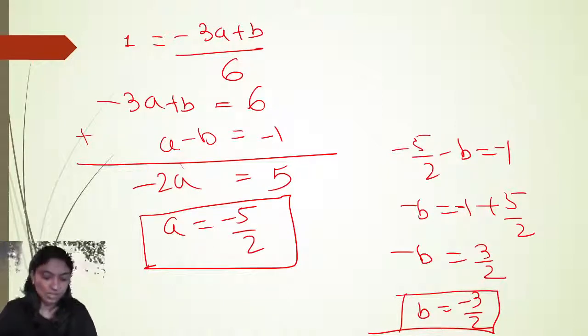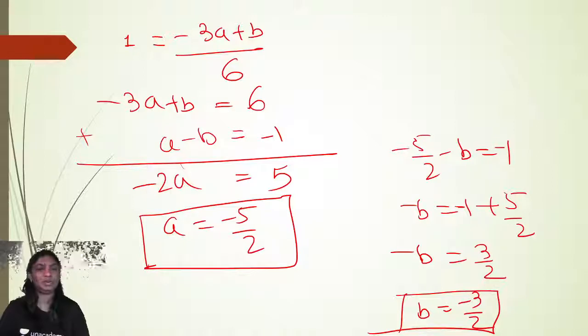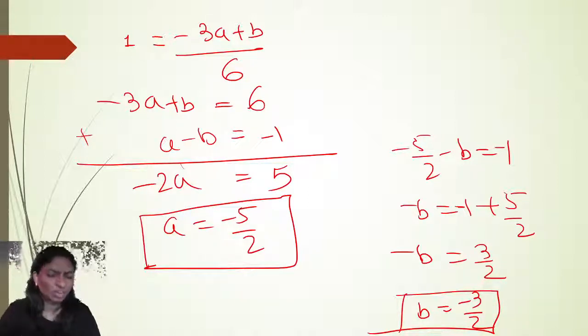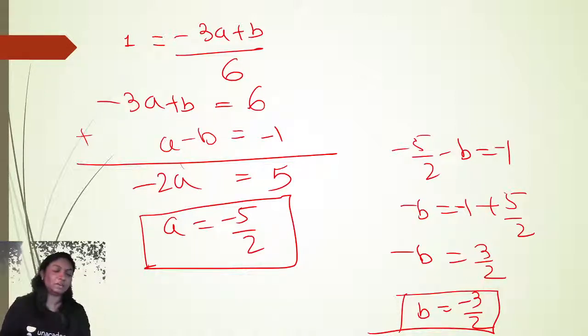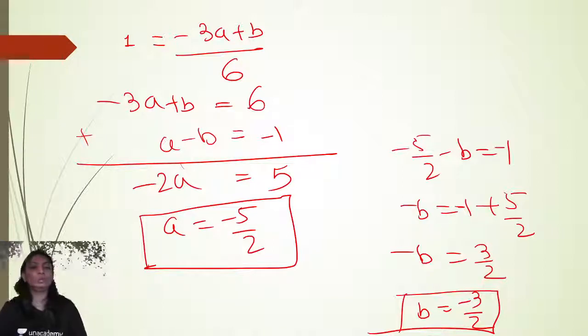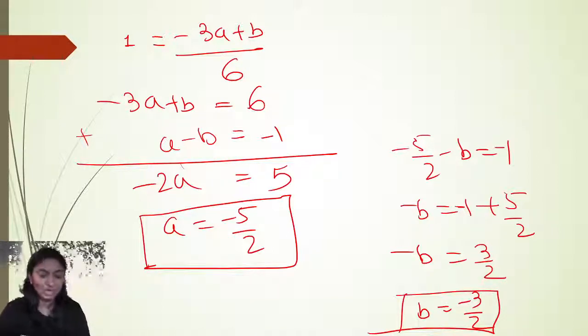I hope it is clear to you how to find the values of the given constants a and b when the value of the function is in the form 0 upon 0 or infinity upon infinity, then how to evaluate the given function f of x, or how to find the value of the constant. Okay, I hope it is totally understood by you.